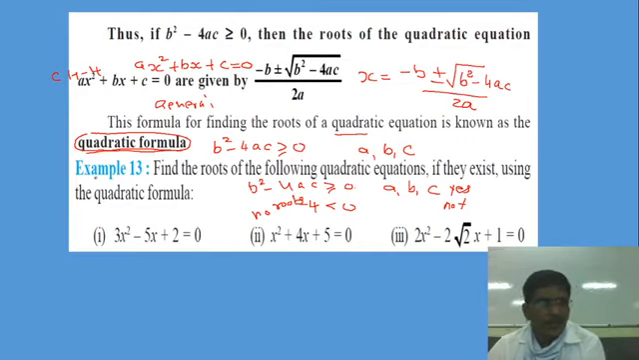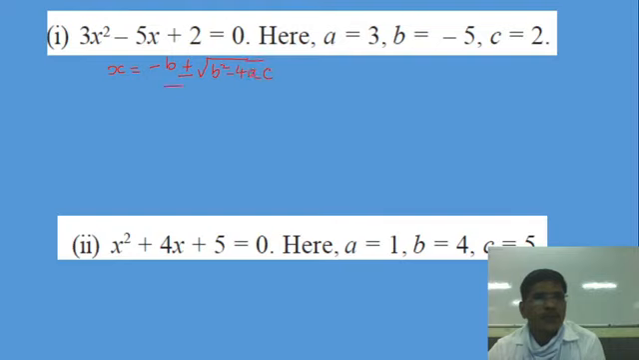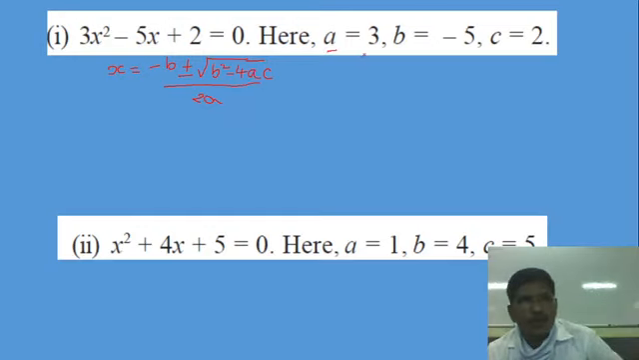So example 13 we are doing here. There are 3 sums that we have to solve. Let us discuss the first sum now. Before we start, first of all I have to write the general formula, that is x equals minus b plus minus under root b square minus 4ac divided by 2a. And I have to find a first. If you see the equation, 3x square minus 5x plus 2, a is equal to 3, b is equal to minus 5 and c is equal to 2.